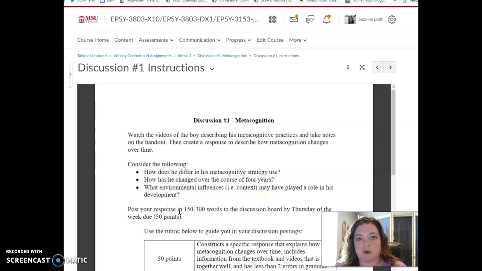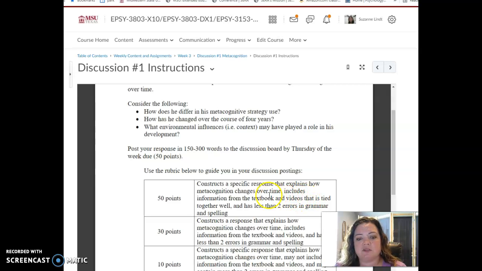So you're going to post a response in 150 to 300 words by Thursday, and explain how his metacognition changes over time. Make sure that you include information from the textbook. So the textbook talks about metacognition and how it changes. So just be sure to include that. Do not use direct quotes, so put it in your own words, but let me know that you've read it. Explain what you saw in the videos, and then explain why based on what you've read in the book and how the book talks about metacognition.